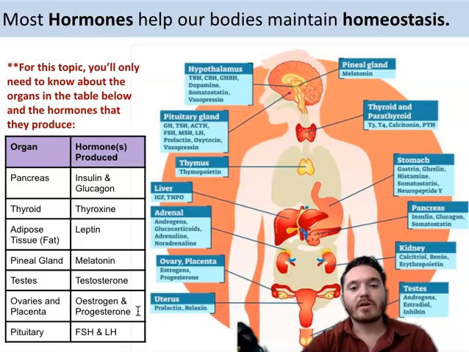And so those hormones are involved with the development of the female sexual reproductive organs and also involved with the menstrual cycle and pregnancy. Then you've also got your pituitary gland, which produces FSH and LH, and that's up here, your pituitary, right over here, producing FSH and LH, which is again involved with the menstrual cycle and pregnancy.